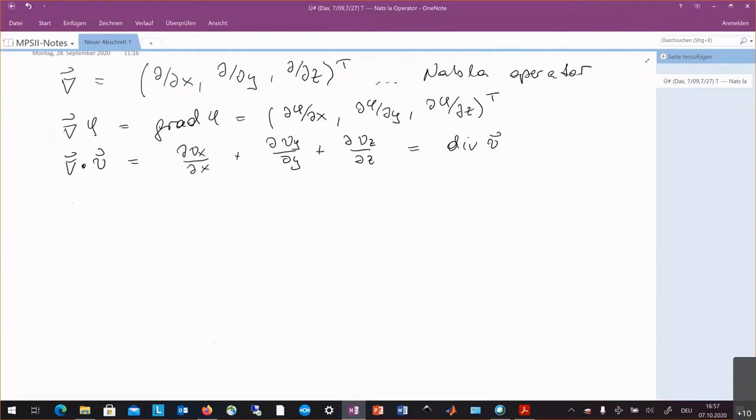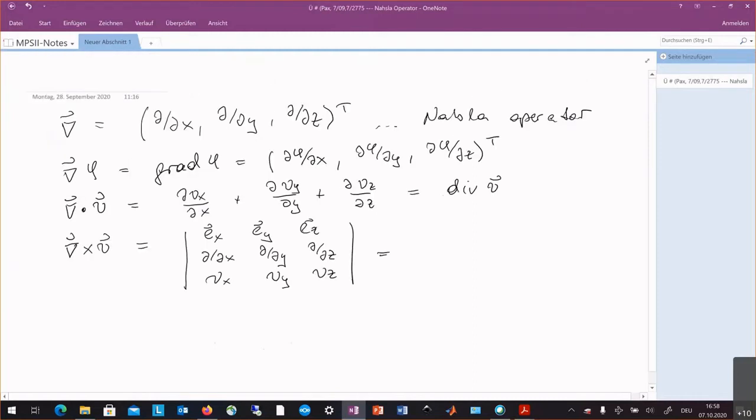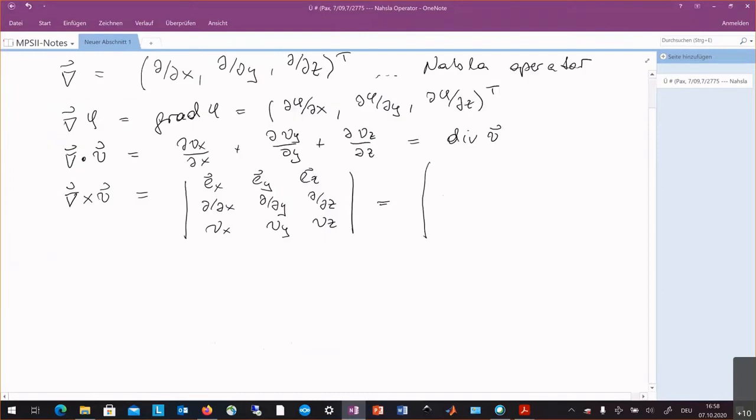On the other hand, we can also operate via the vector product on such a vector v, which I think is most easily written as a determinant. The first line has the unit vectors x, y, z. The second line is the Nabla operator, so the partial derivatives with respect to x, y, and z. The last line are the components of the vector. When we develop it along the first line, we get the x component by computing this subdeterminant, which I write as follows: dvz/dy minus dvy/dz.